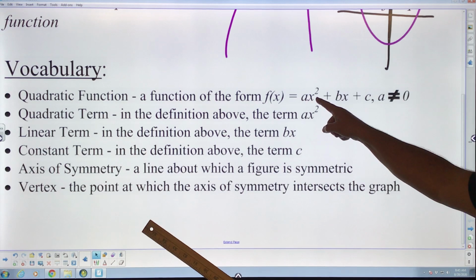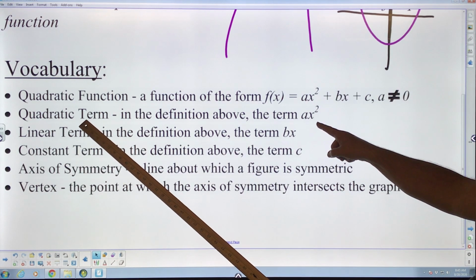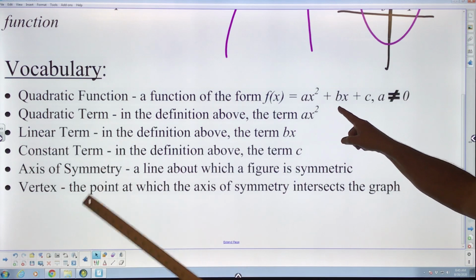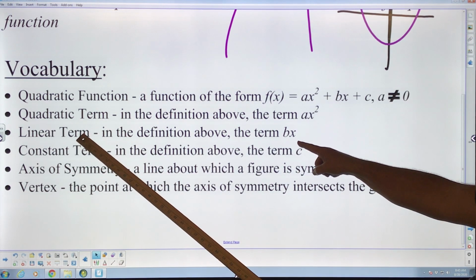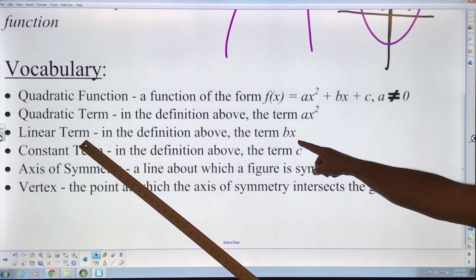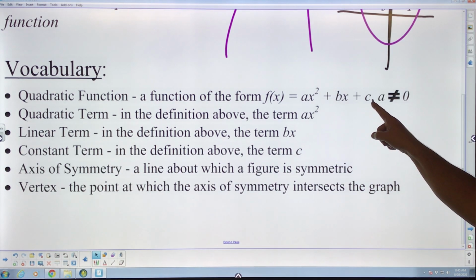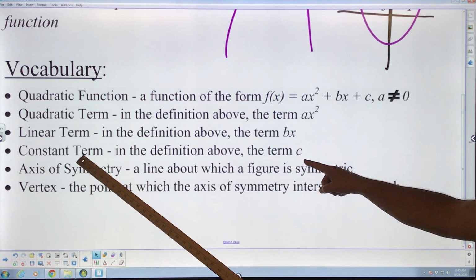So we call this first term the quadratic term, because it's the one with the square. We call the second term the linear term, because it's the one that we would use, like I said, in linear equations, x to the first degree. And then this third term is just a number, so we call it the constant term, because it doesn't vary.